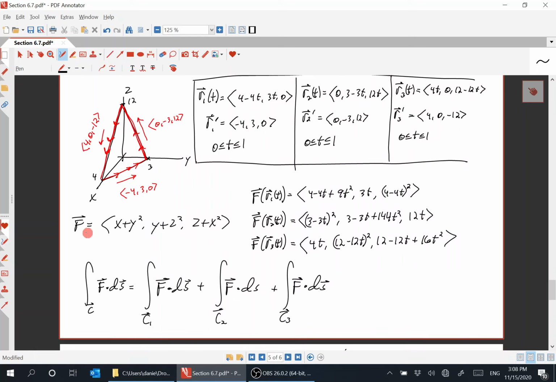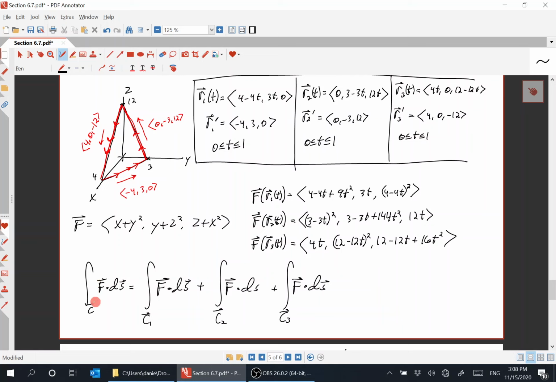And then this is f, x plus y squared, comma y plus z squared, comma z plus x squared. So f of r1 of t is equal to, right, this is x, 4 minus 4t, plus y squared is 9t squared. So 4 minus 4t plus 9t squared. Y plus z squared is 3t. Z plus x squared is 0 plus 4 minus 4t squared. So that's f of r1, f of r2, f of r3.